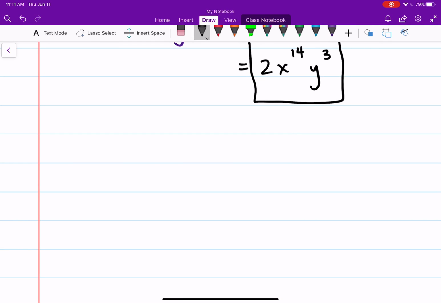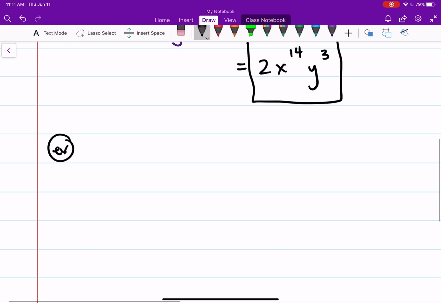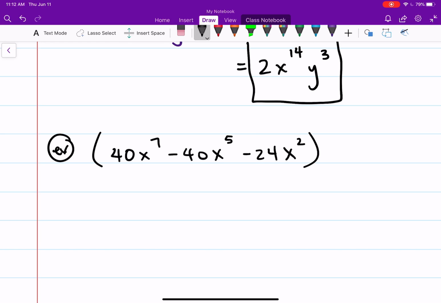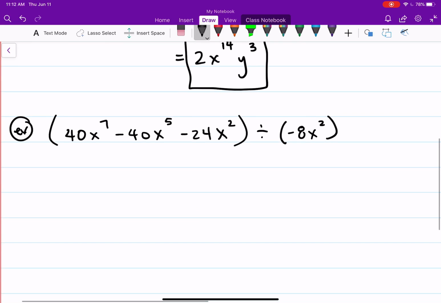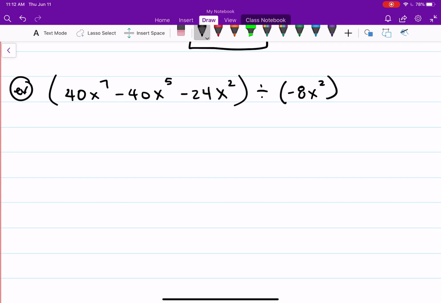If they give it to you horizontally, what should I do? So let's take, for example, this one. It says 40x to the 7th minus 40x to the 5th minus 24x squared divided by negative 8x squared. So this is a horizontal look to it. How would I do it as a vertical look?